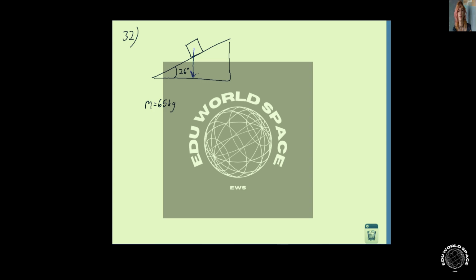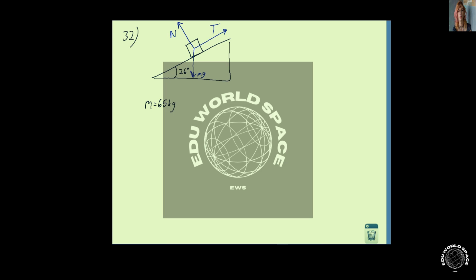We have the weight of the skier, mg, going down. The normal force points normal to the hill. That's why it's called a normal force, perpendicular to the hill. And then we have the tow rope pulling up with tension T. There's no friction on this hill, so we're not going to have a frictional force. So that's the free body diagram.